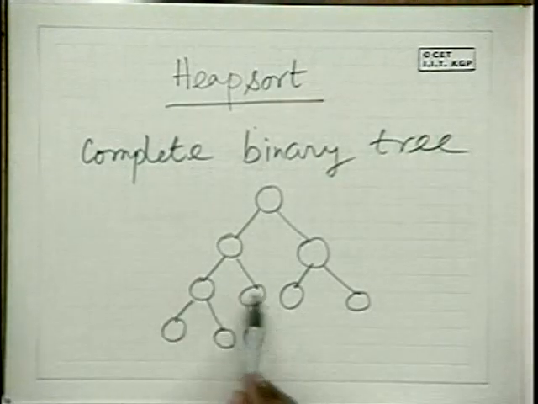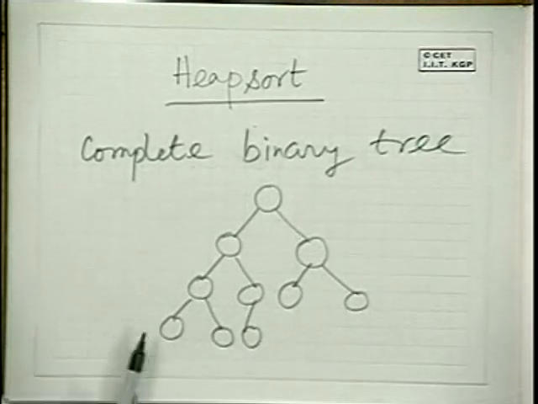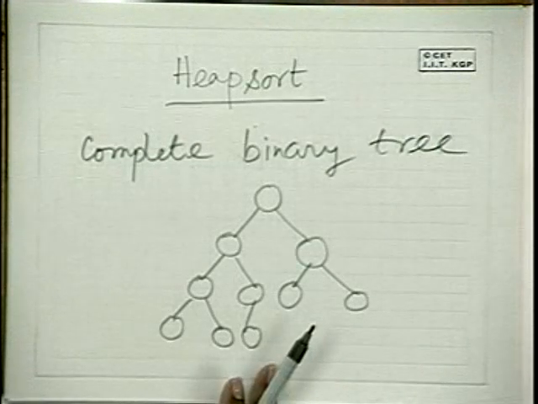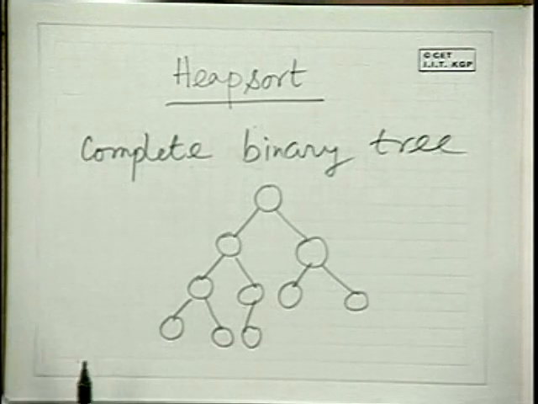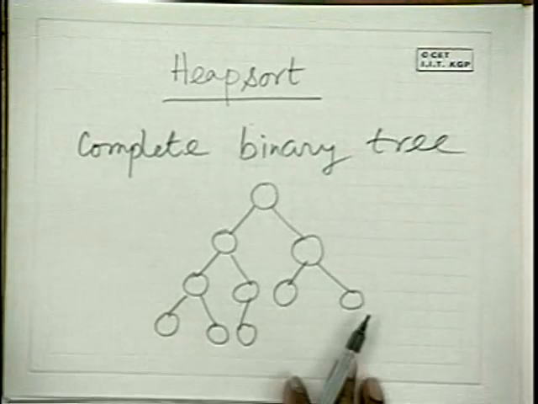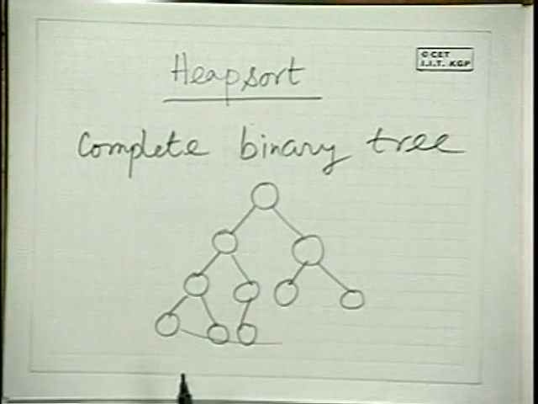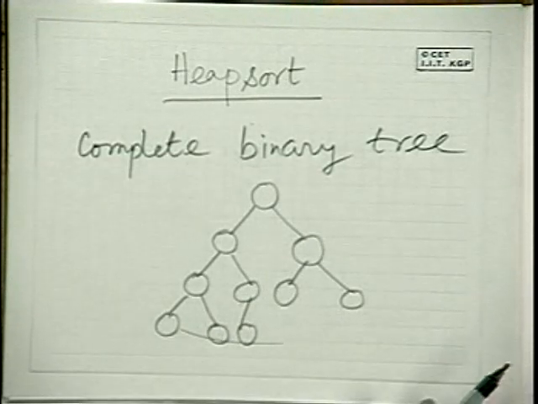Okay, so every level is full except the last level, which should be complete from left to right. So that's the basic constraint on the data structure on which heap sort works. First thing is, why did we choose this structure? We'll see how to embed this tree structure in an array. If we have this property, we can implicitly keep this entire tree in an array. Okay, so let's see how.